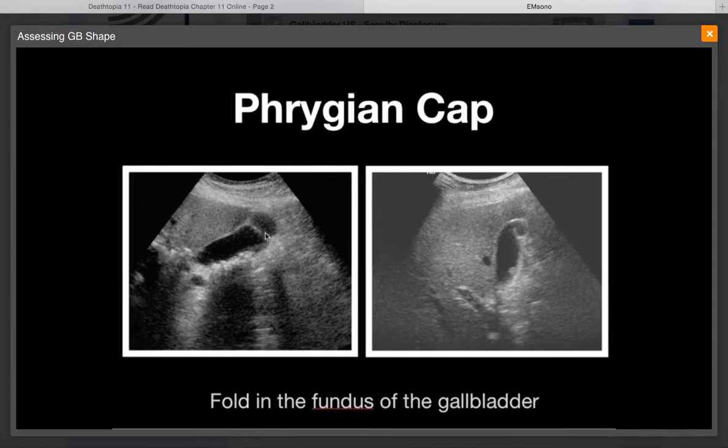These gallbladder folds may mimic septations, but it should be possible to demonstrate a change in the outer contour of the gallbladder. You can see that there is a change in the outer shape of the gallbladder due to this phrygian cap. And with septations, you normally maintain a fairly normal outer contour as opposed to the change in the contour that you'll see with the phrygian cap.